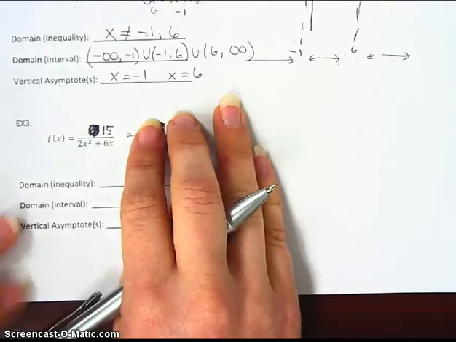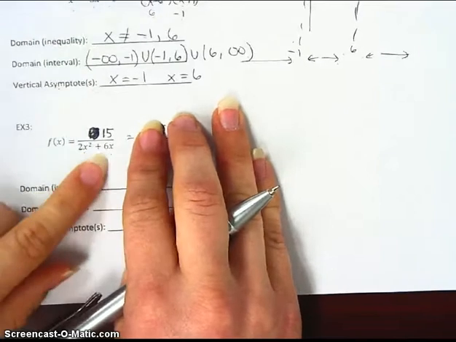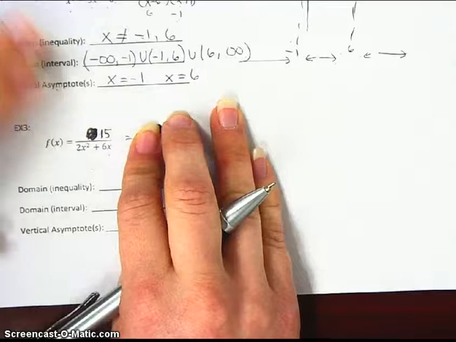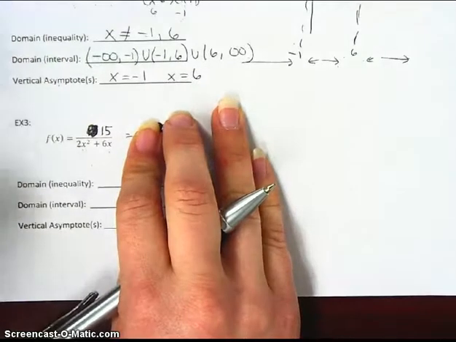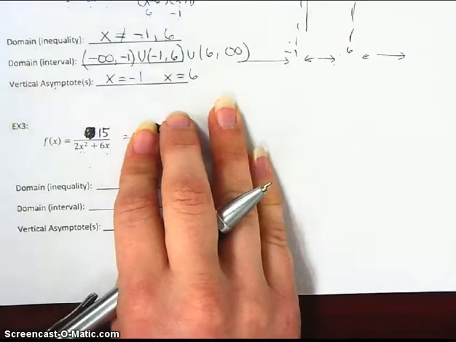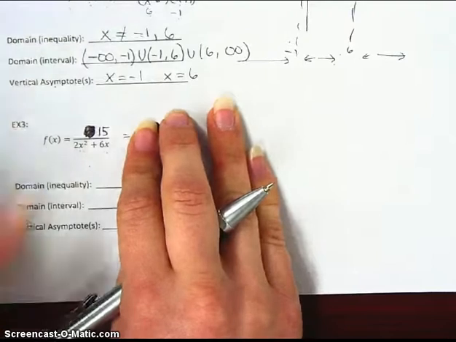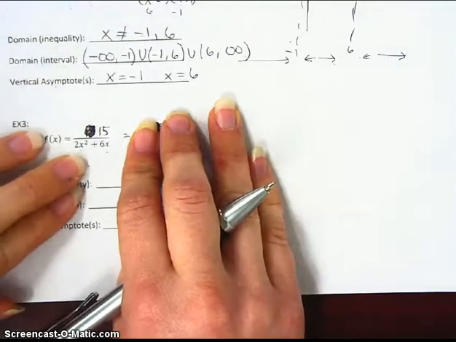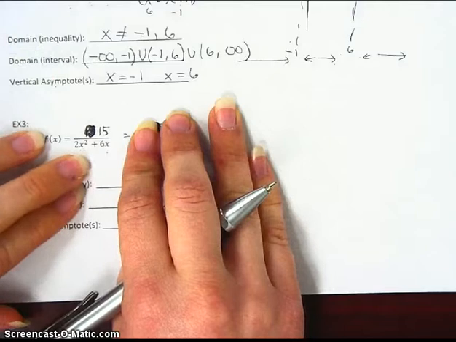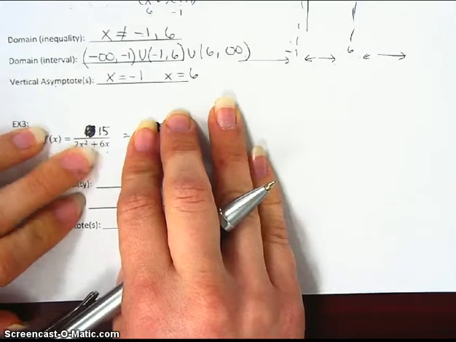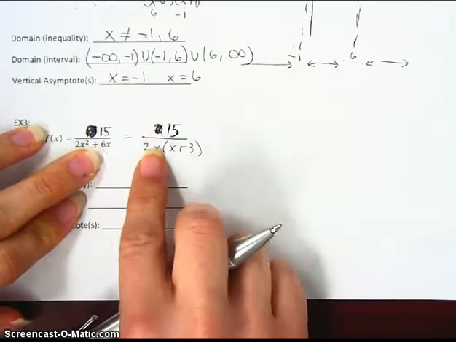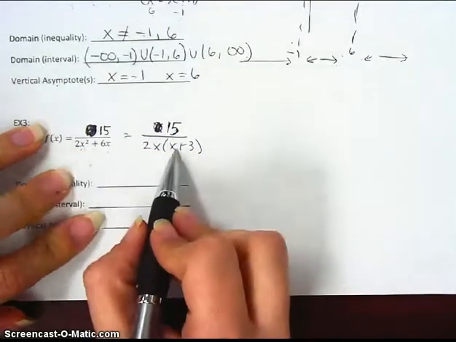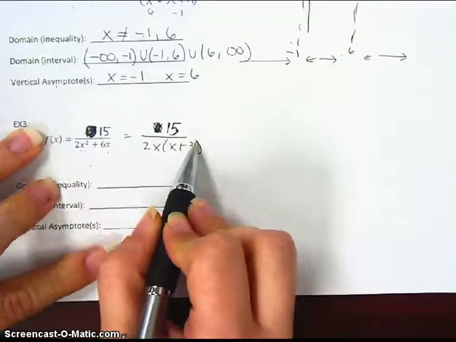Okay, on this next function, we've got 15 over 2x squared plus 6x. Notice on this one we've got a 15 on top. We're not going to worry about the numerator right now. The numerator will affect our horizontal asymptotes, which we're going to talk about later. So for right now, you just ignore the numerator. We're just going to factor the denominator. We've got 2x squared plus 6x. Both of those are divisible by 2, and both terms have an x in them, so we're going to factor out the 2x. When I factor out the 2x, I'll be left with x plus 3, because if I multiply this out, we get 2x squared plus 6x.